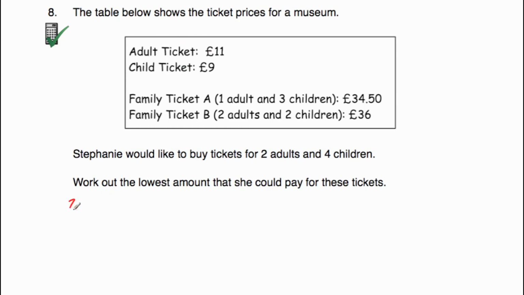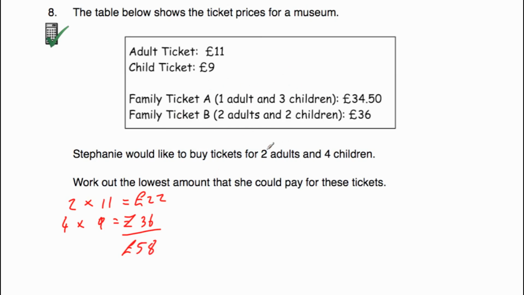So 2 adults would be 2 multiplied by £11, and that would be equal to £22. And 4 children multiplied by the price of a child ticket, which is £9, is equal to £36. And then if we add them together, that will give us the total price for 2 adults and 4 children. So that would be equal to £58. So without using a family ticket, that would be the price.